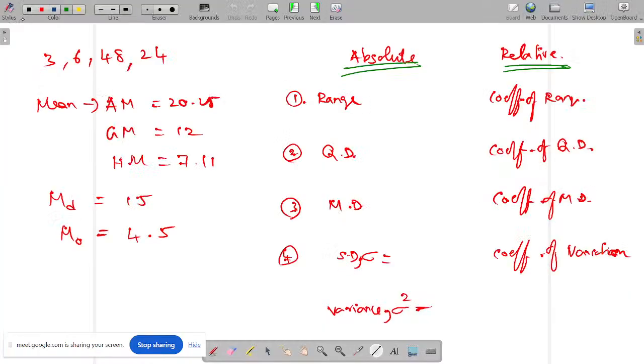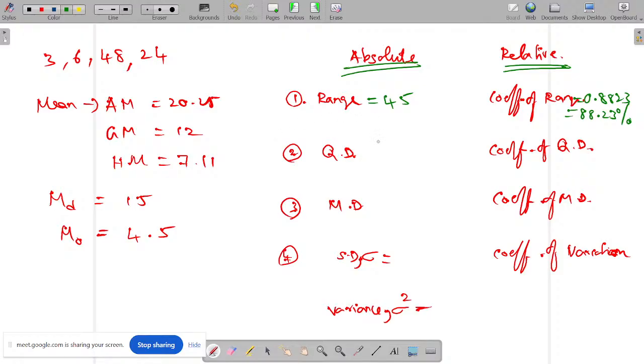What's the value of range? 48 minus 3, 45. Coefficient of range, L minus S divided by L plus S, 0.8823, or if you write it in percentage, 88.23%.